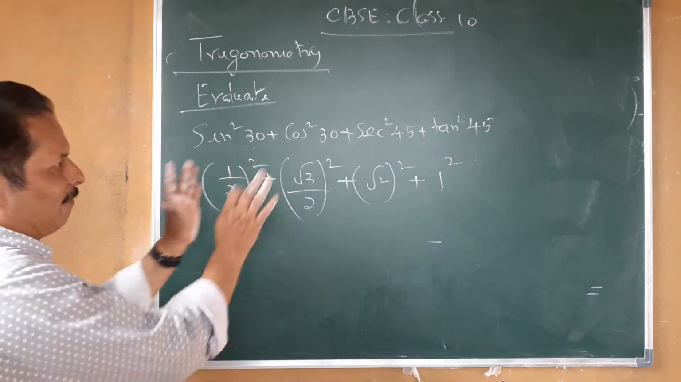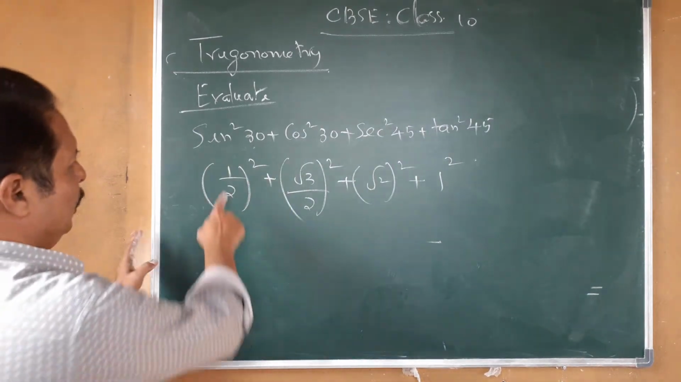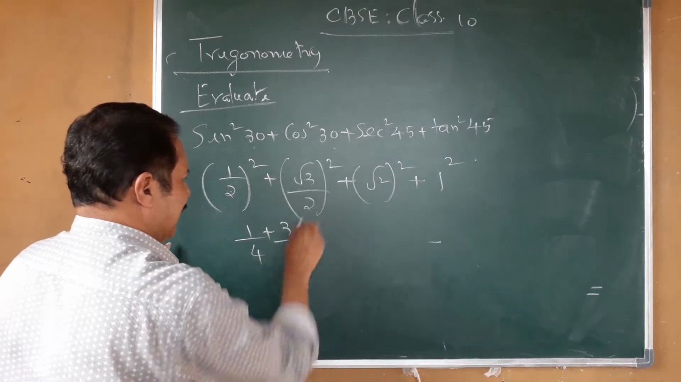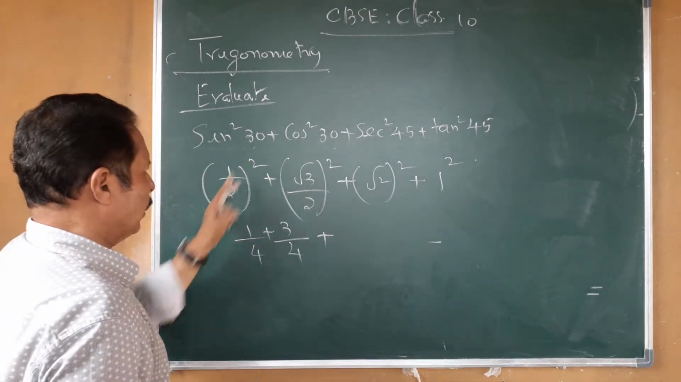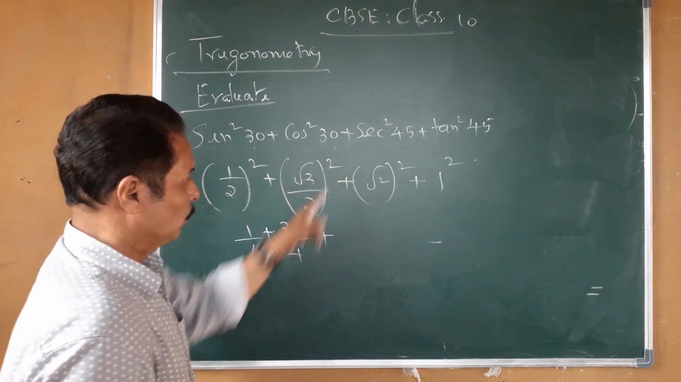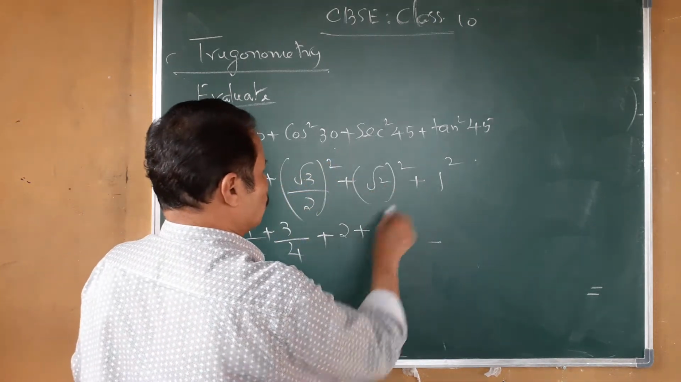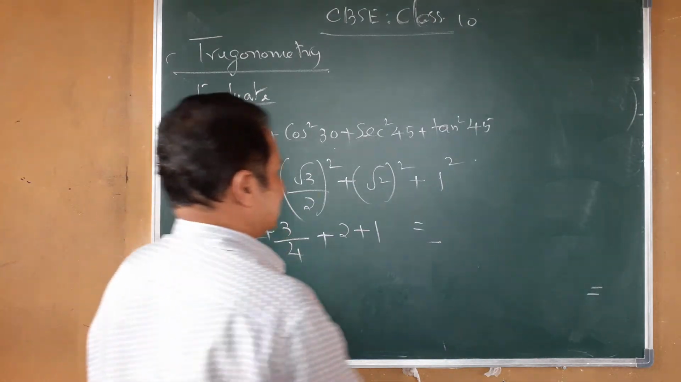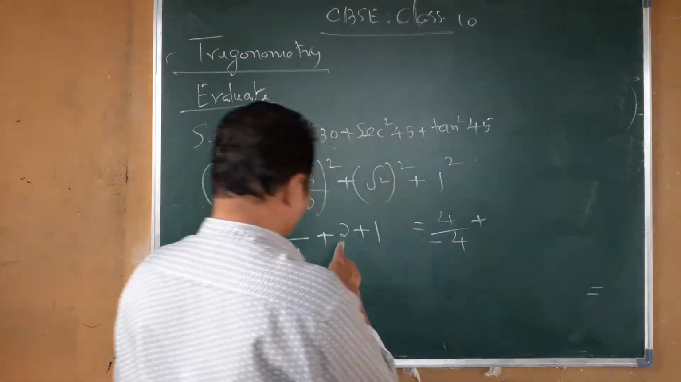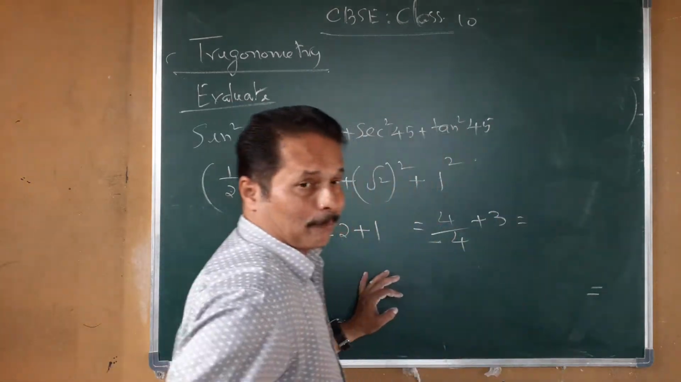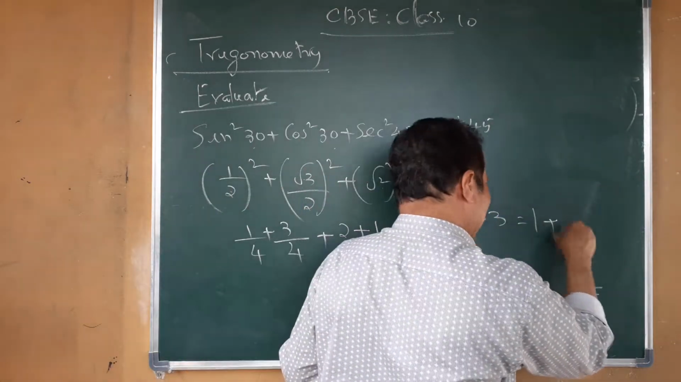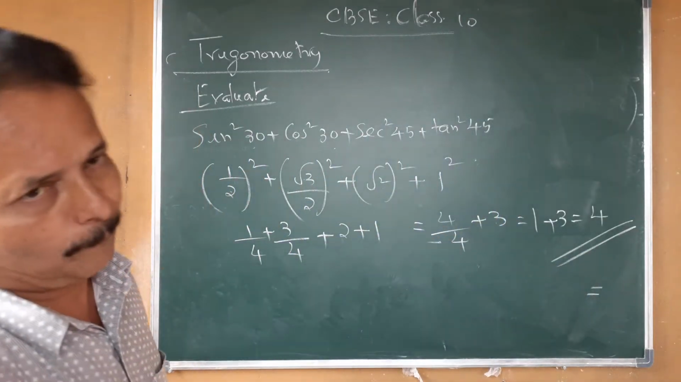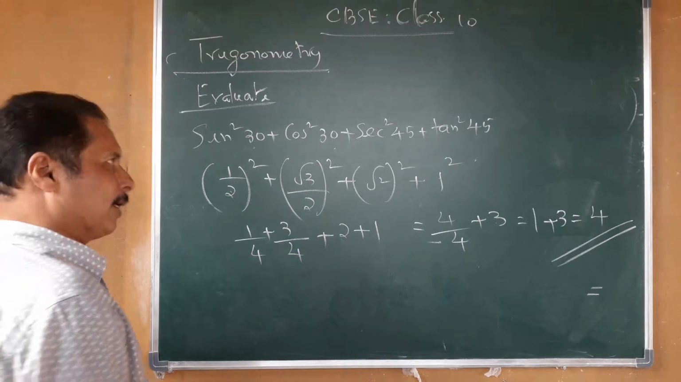So if you know the values, substitute. Very clear. 1 square is 1, 2 square is 4. Root 3 square is 3, 2 square is 4. 1 square is 1, 2 square is 4. Root 2 square is 2, 1 square is 1. Is it clear? So 1 plus 3 equal to 4 by 4. 2 plus 1 equal to 3. 4 by 4 is already 1, plus 3, the last answer is equal to 4. Is it clear? Okay. Next.